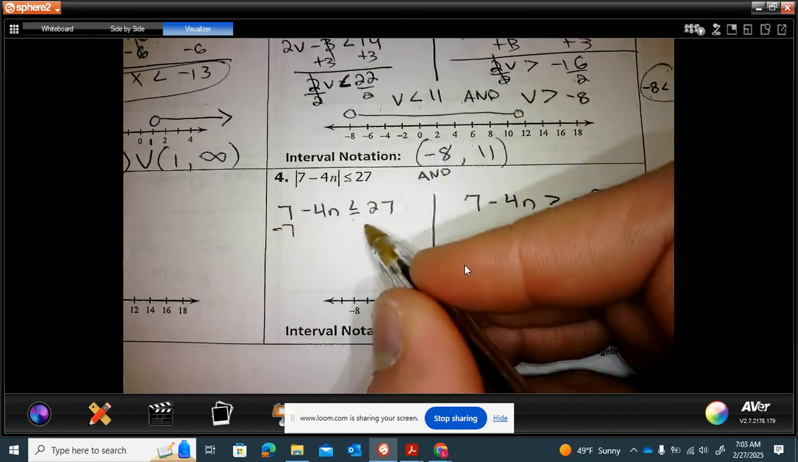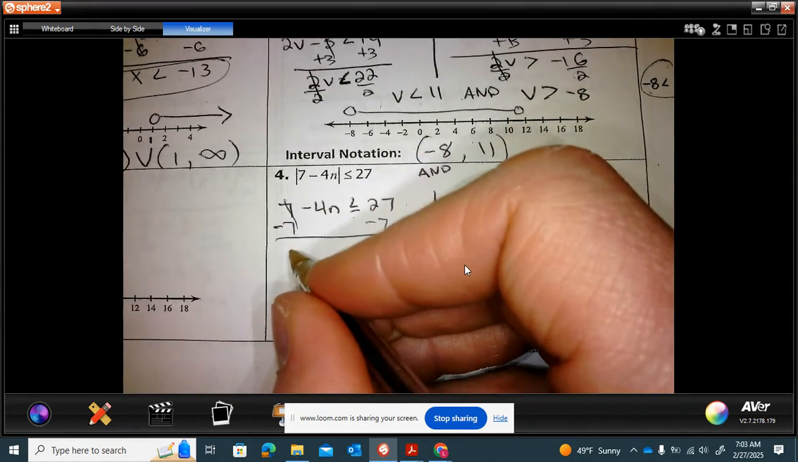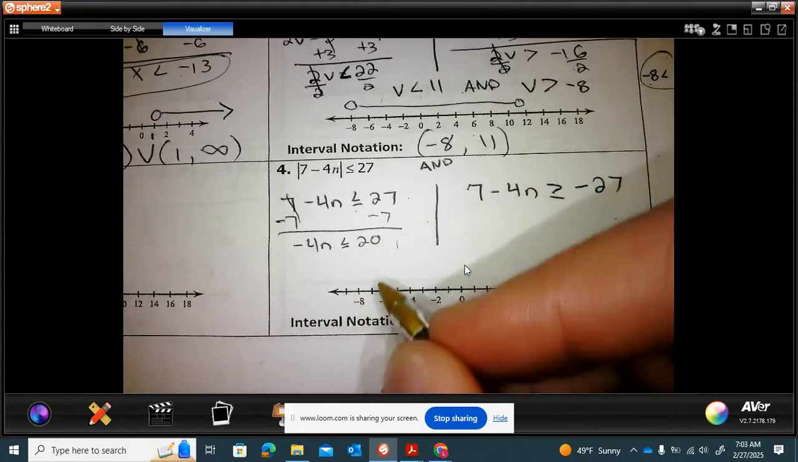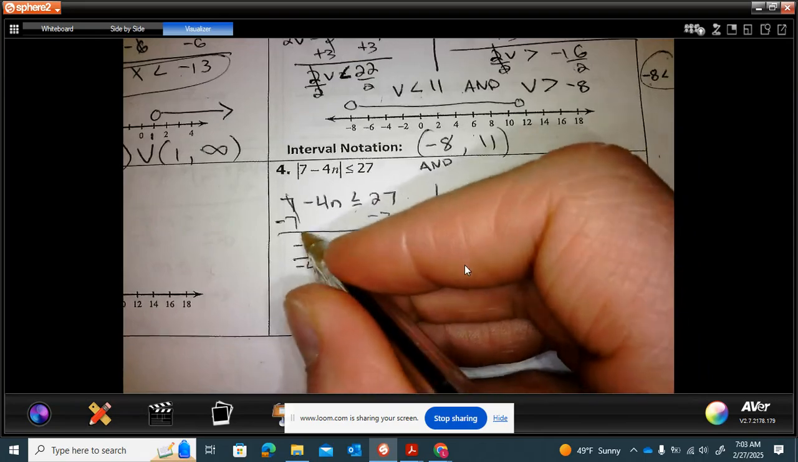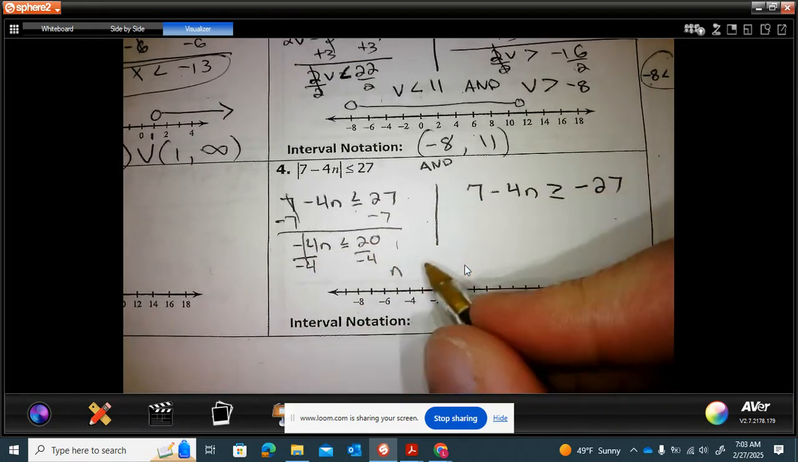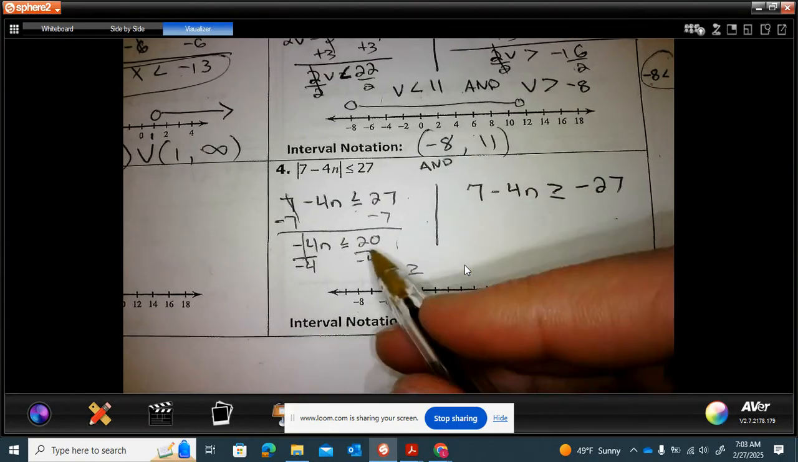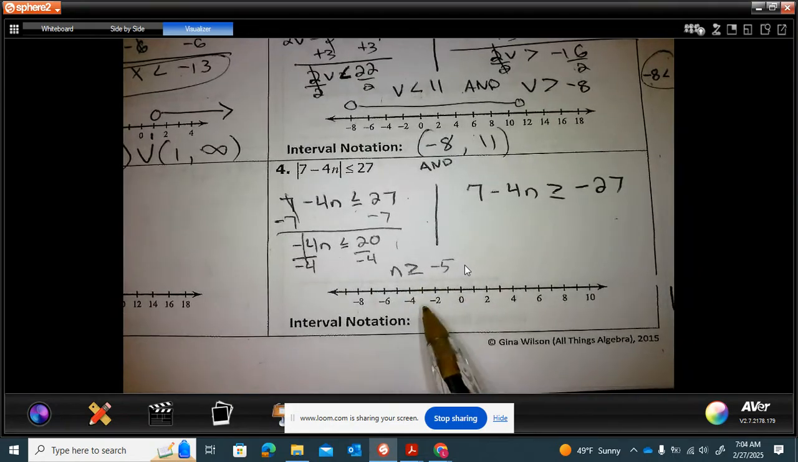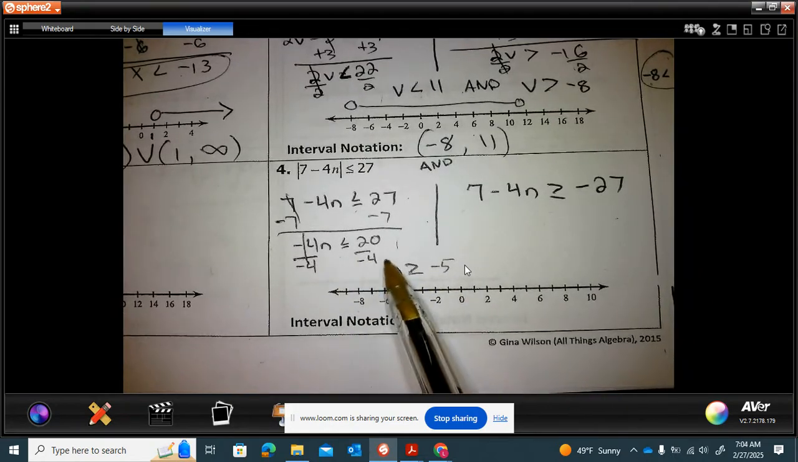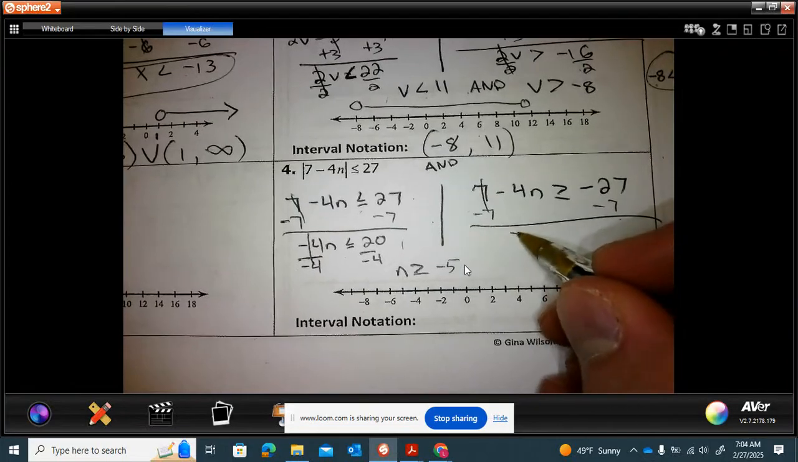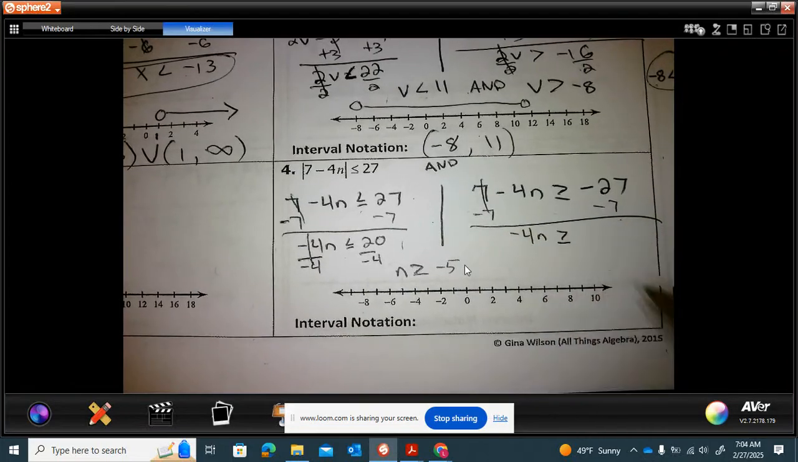I subtract 7 first. I'm left with -4n less than or equal to 20. Now I'm going to divide by a negative. So because I'm dividing by a negative, my inequality symbol changes direction, and then that equals -5. So again, my symbol is changing direction because I'm dividing by a negative. Then I do the same thing over here. I subtract 7. I bring down the -4n. I bring down my inequality symbol.